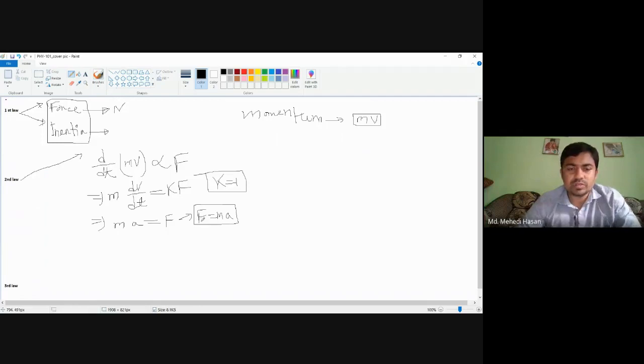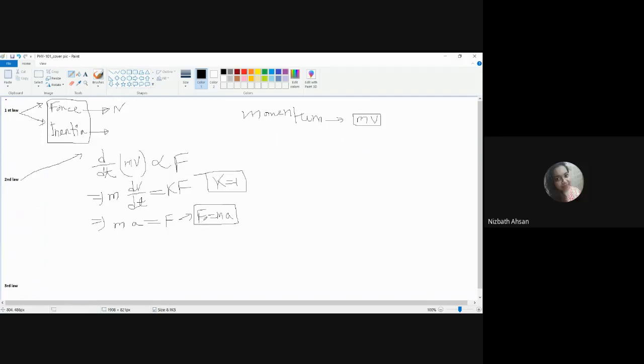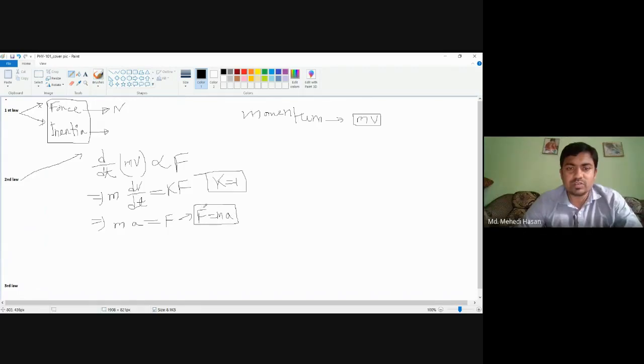Acceleration and force? Acceleration is a vector quantity. Yes, force is also a vector quantity. So in that case, if we write down the correct form of this equation, we have to write it like that: F is equal to m a. So F vector is equal to m a vector. So this is the correct form.